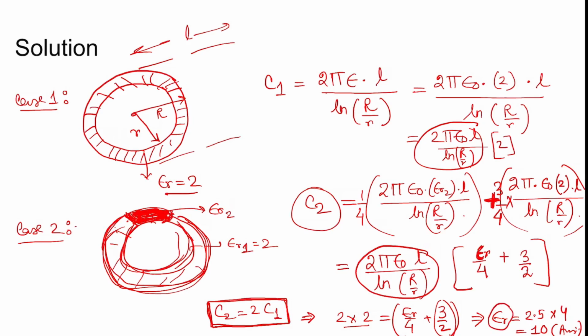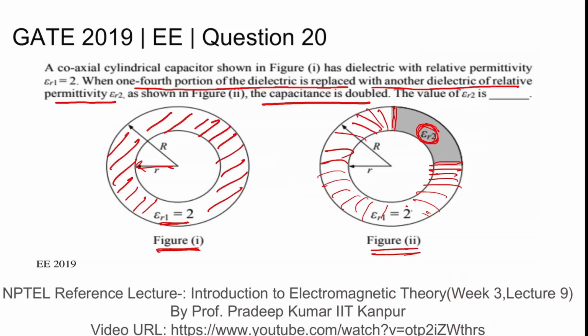As we were asked to find the value of epsilon r2, this is the relative permittivity of that medium with which 1/4 is filled in the second case. So epsilon r2 is coming out to be 10. Okay, so this is the answer. Thank you.